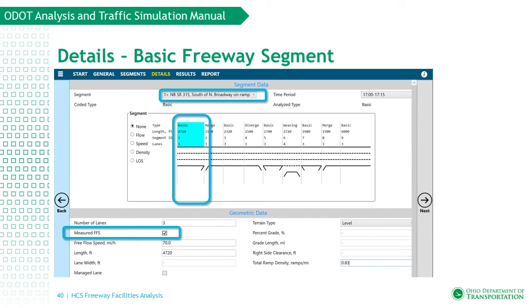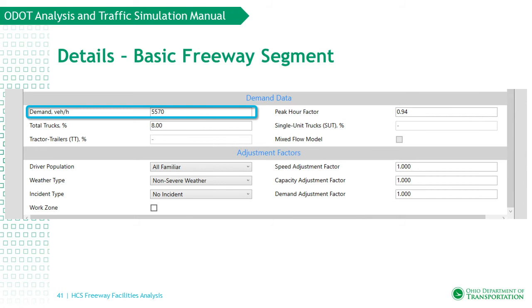Because Measured Free Flow Speed has been toggled, the lane width and right side clearance values are not entered. If necessary, grade information for the segment would be provided here as well. Provided all other data was entered on the General or Segments tab, the Geometric Data section is complete. Moving down the page, the only input under the Demand Data and Adjustment Factors is the demand volume. The peak hour factor and total truck percentage may be changed on this screen, but they were likely set as part of the global factors. Default values for adjustment factors should be used.